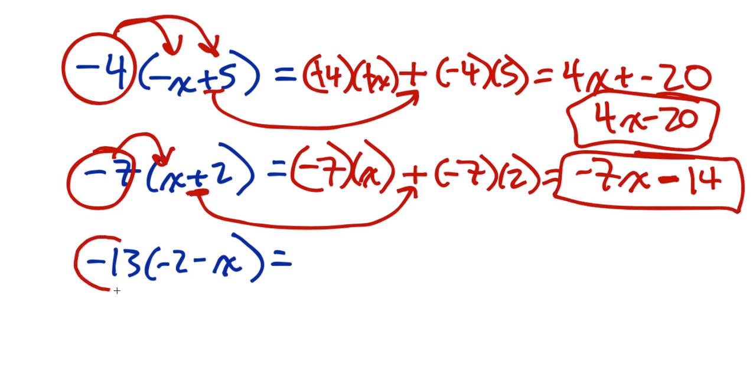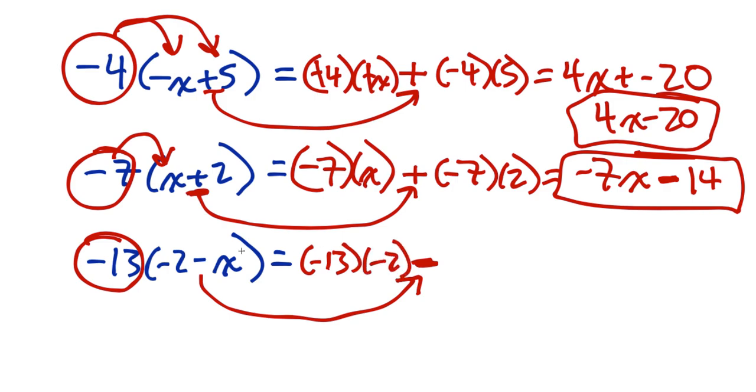Last one, we have -13 times the quantity -2 minus x. I'm going to put the minus sign here in the middle just as it is here, just so you know where everything's coming from. And then we have -13 times -2 at the beginning, and then -13 times x at the end. And look, a negative times a negative here, -13 times -2. First, I'm going to deal with the signs.